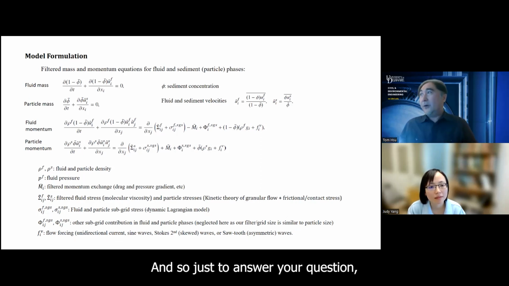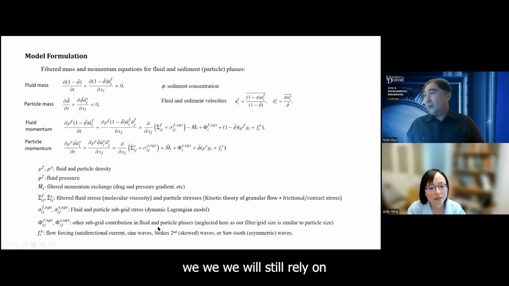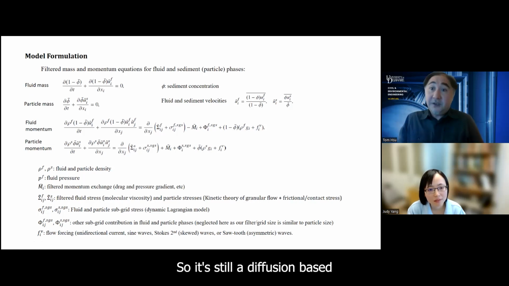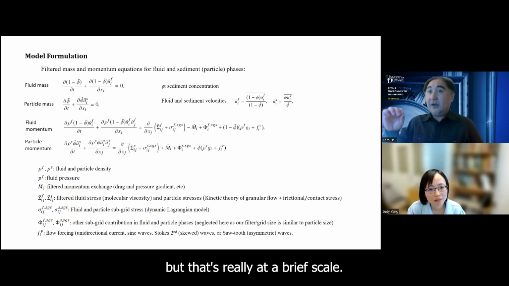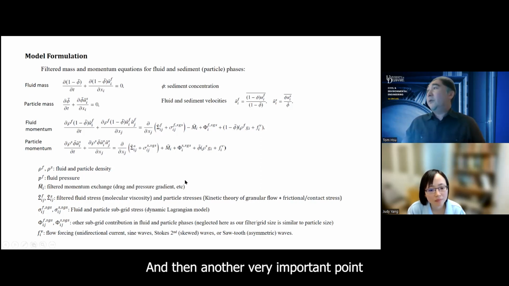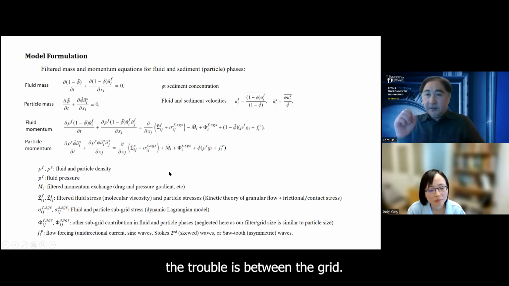And so just to answer your question, we will still rely on subgrid contribution. But as you know, the typical dynamic procedure is still based on Smagorinsky. It's just that we deal with the coefficient better. So it's still a diffusion-based type of model. But I just want to point out that's really at a grid scale. And so we still resolve a big part of the energy cascade in the nonlinear process. And then another very important point you mentioned is the turbulence between the grains.